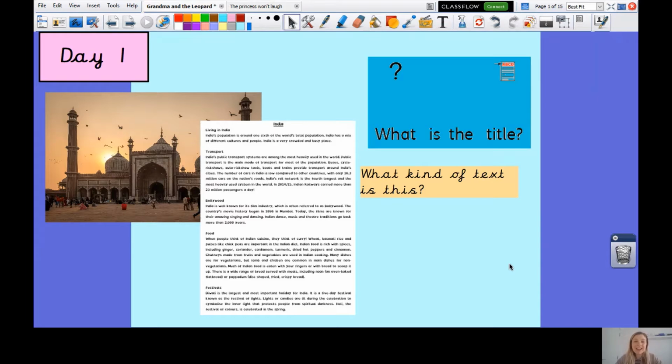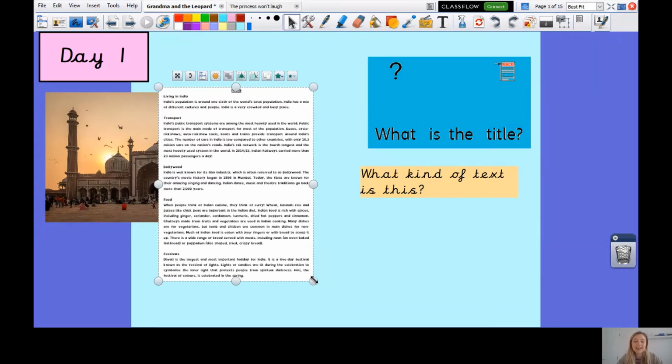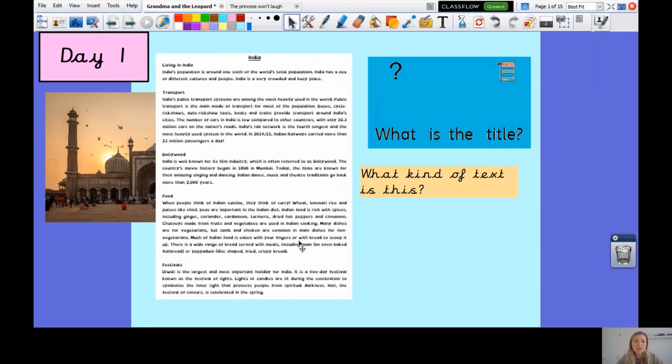Now, we're beginning a text all about India, so this is real information. Let's begin by thinking about what the title of our text is. I'm going to make it a little bit bigger for you, and hopefully you should be able to spot the title. If not, pause me now, and once you've found it, press play. Okay, our title is here, and you can see that it says India. It is bold and underlined.